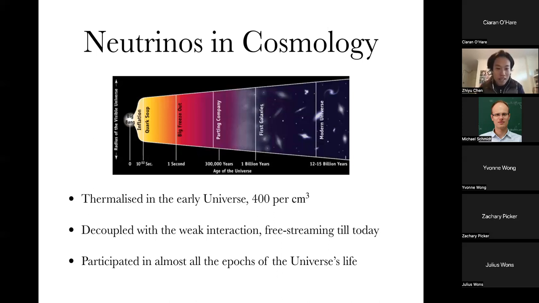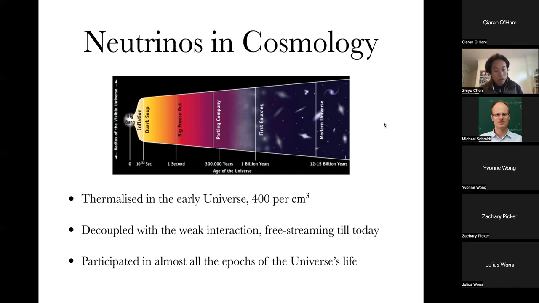Neutrinos are thermalized quite early in our universe, just after inflation and reheating, which would have produced all 3 generations. And now there are on average about 400 of them per cubic centimeter all around us. Given the abundance, coupled with the fact that they are long-lived, without any weird beyond standard model scenarios where they decay away somehow, if we just take the standard model neutrinos, they would have decoupled around the time of weak interaction decoupling. From that point on they free-streamed all the way to today.